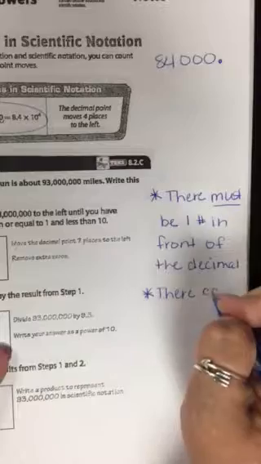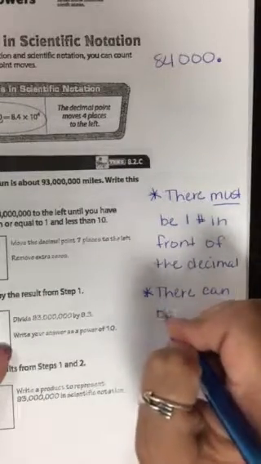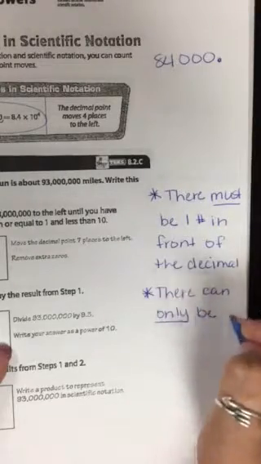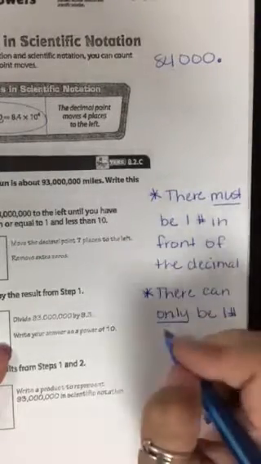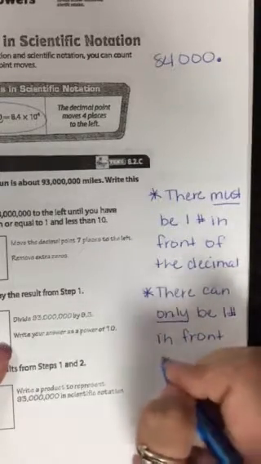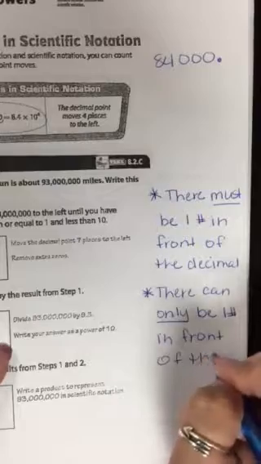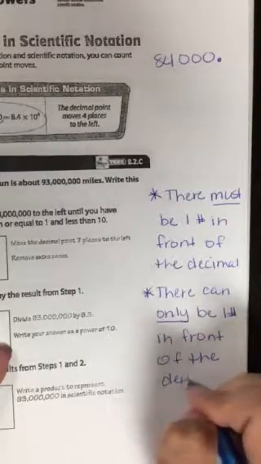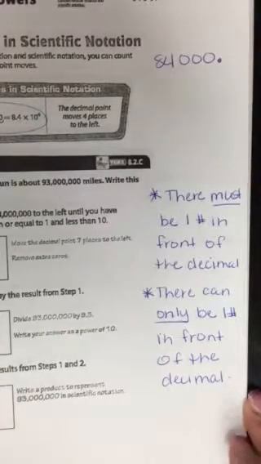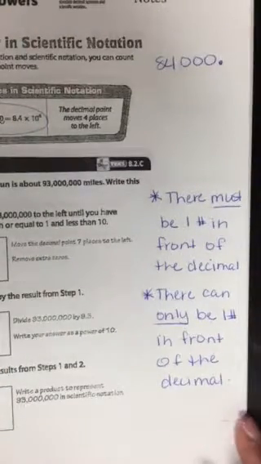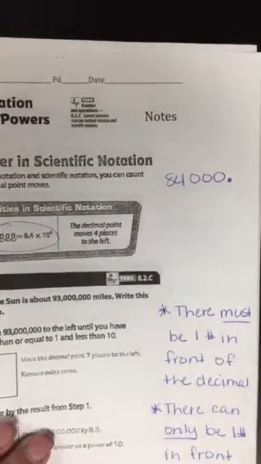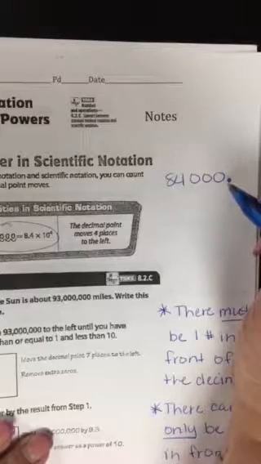there can only, and I'm going to underline only, be one number in front of the decimal. Okay, so those are the two important things. There must be a number in front of the decimal, and there can only be one number in front of the decimal.